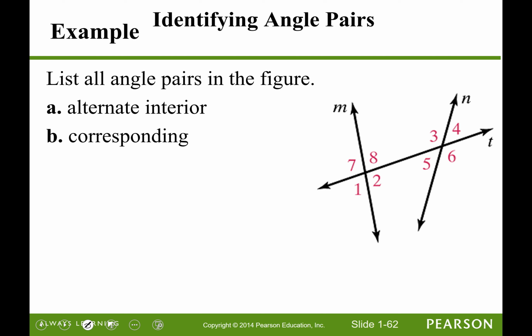All right, identifying angle pairs. List all angle pairs in the figure. A, alternate interior. B, corresponding. All right, I want you to pause this video now and list all the alternate interior angle pairs and all the corresponding angle pairs.